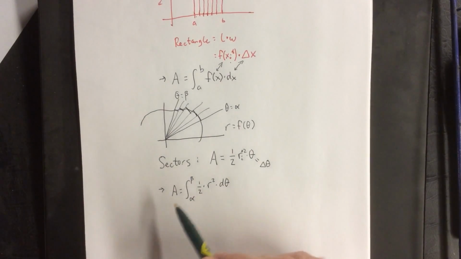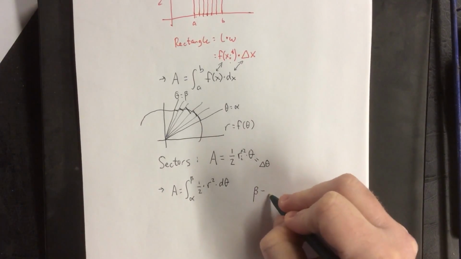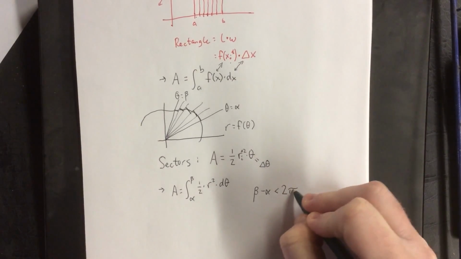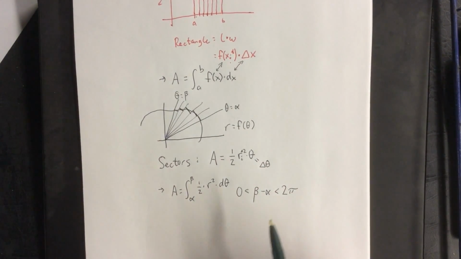The other stipulation here is that the upper bound minus the lower bound is going to have to be anywhere between 0 and 2 pi. Otherwise, you're talking about more than one full rotation around your polar curve, and that's just not going to work out. We will apply this formula to a couple examples in the next video.